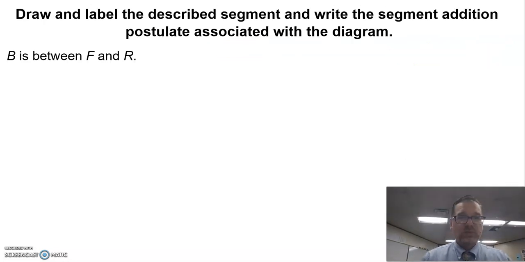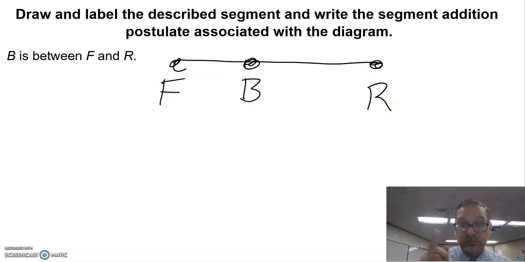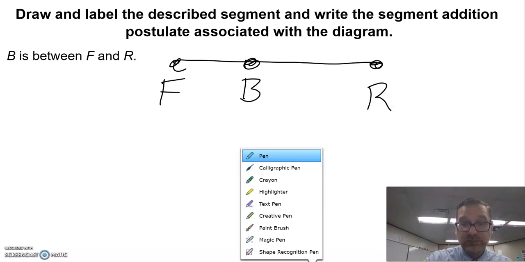Well, what if I don't give you words? So first, I'm going to want you to draw and label the described segment. And then we're going to write the segment addition postulate. So the described segment says B is between F and R. So I need to draw a segment with 3 points, and it said B is between F and R. So there's my segment. B is between.